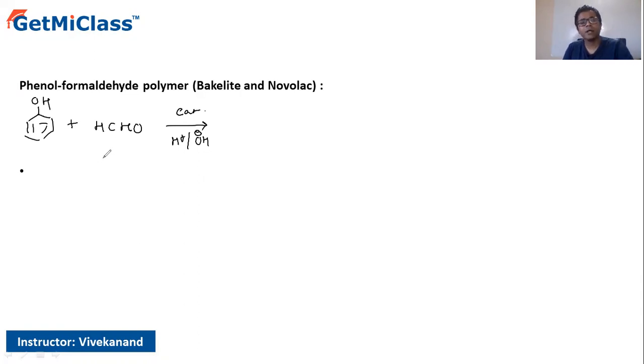Now when this reaction occurs, we are going to get a mixture of the ortho and para products. What are the products that we are going to have? These products are going to have a benzene system, along with the benzene system here, we are going to have OH and CH2OH.